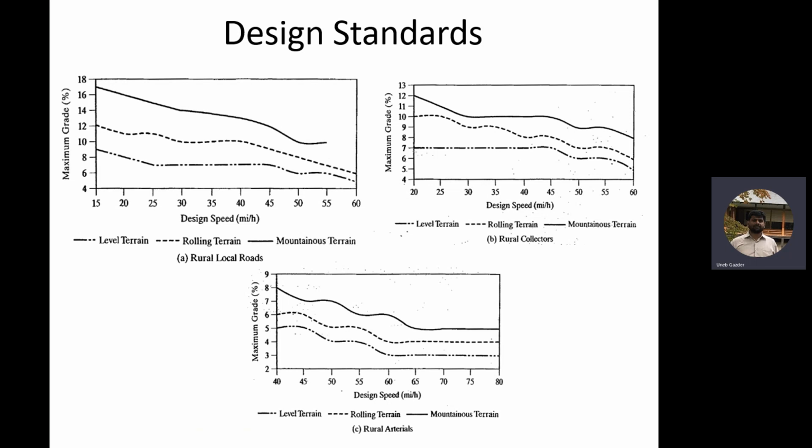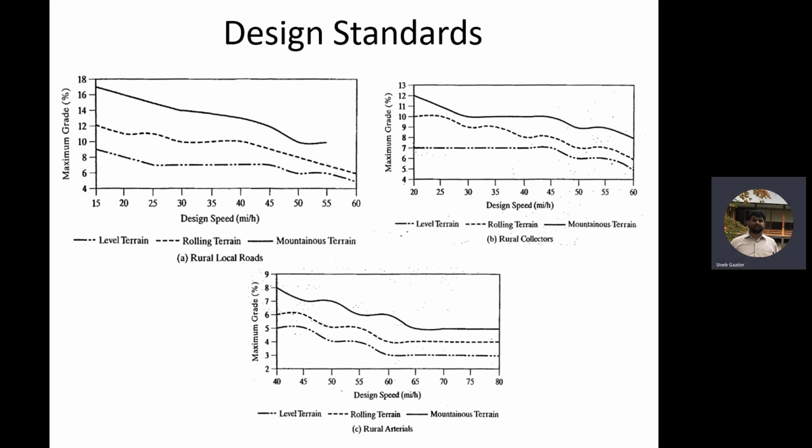And you have the gradient. So you can find out the gradient from here. You select your speed, you know the type of highway, the type of terrain. For example, I am designing a rural arterial. My speed is 60 miles per hour. So this is the graph, and my speed is 60. So I'm here. Now my terrain is, let's say, rolling. For rolling terrain, I have this line. How much should be my gradient?